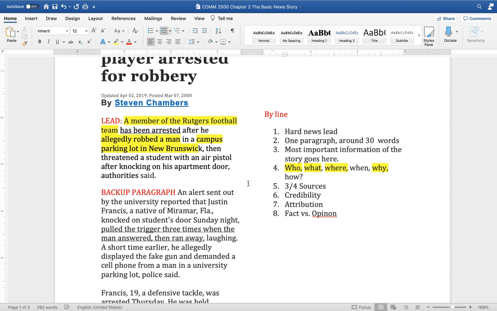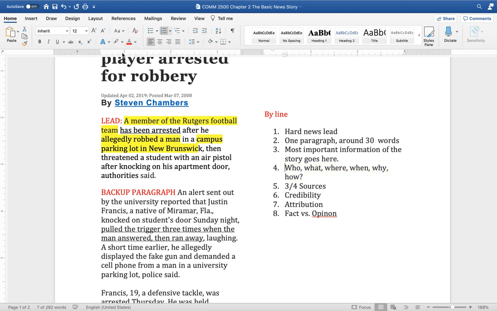And then "threatened a student with an air pistol after knocking on his apartment door," which also goes to the question, what? So this author has gotten 4 of the 5 W's into the lead. It's part of the reason it's 40 words long. Okay, but all of those things are interesting. All of those things are important, and so that's why they're there.